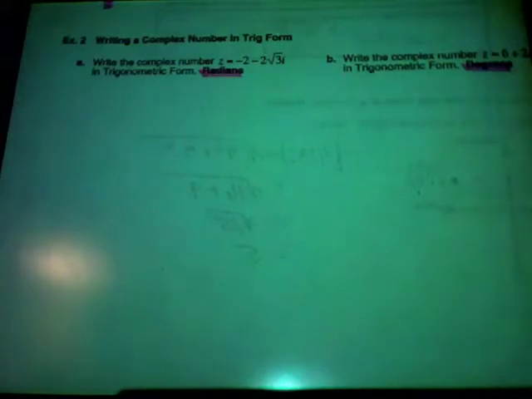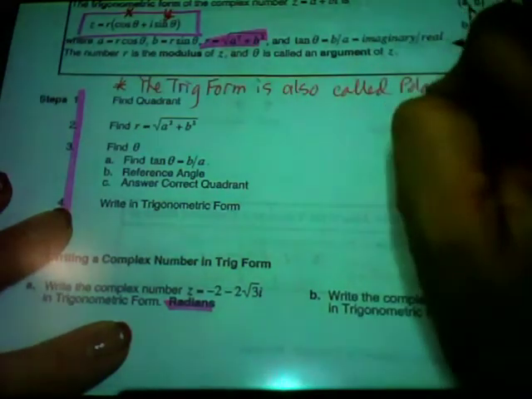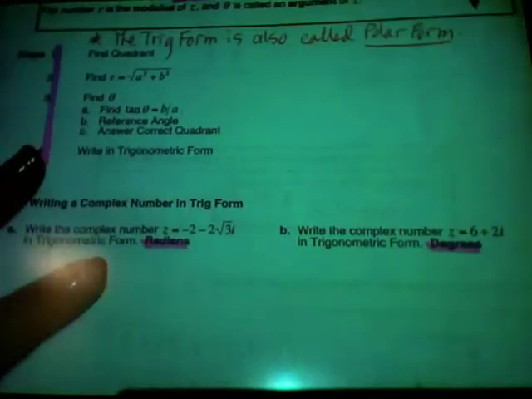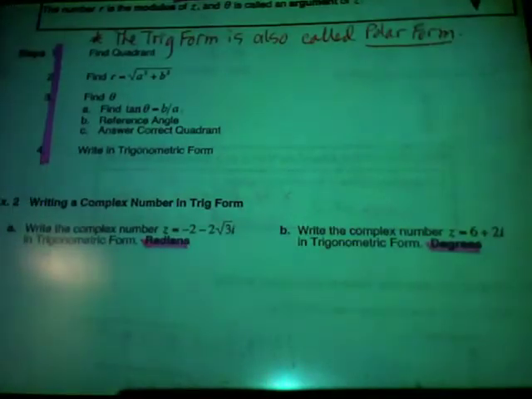Oh, one other thing I forgot to mention. Writing a number in trig form is also called polar form. We will need this later also, so it doesn't go away.